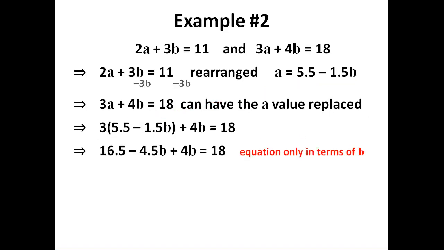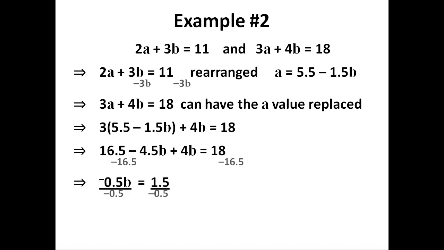Expand out, we have an equation only in terms of b, which I solve by moving unknowns to one side and numbers to the other. Divide through by minus a half, and I get that b is equal to minus 3. Again, I must keep on going because I've got the b value but I need the a value.